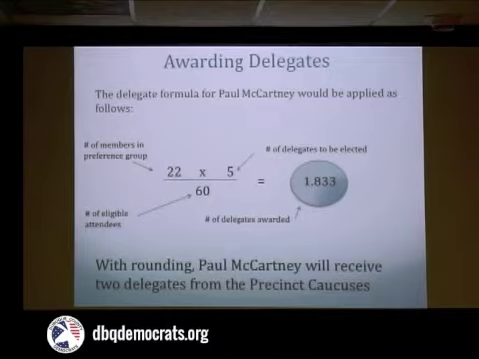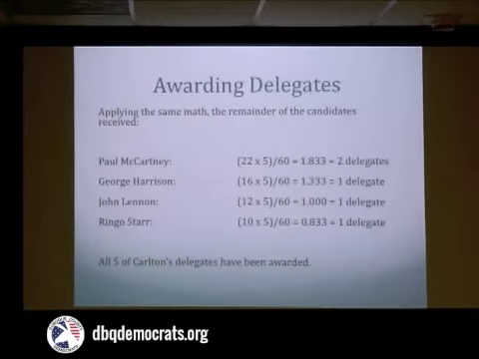And I'll do the breakdown of how everybody else fared right here. So when we do the math, we see 1.833 there for Paul. Rounding up gets 2. George had 16 people, so we multiply that times the number of delegates elected to the county convention, divided by 60, which is 1.333. That rounds down. John got exactly 12, and so that means he's allotted 1 delegate. And Ringo had 10 and got 0.833 of delegates, but that rounds up.